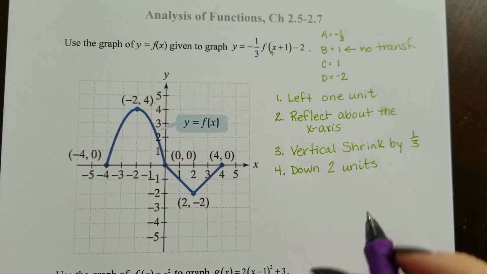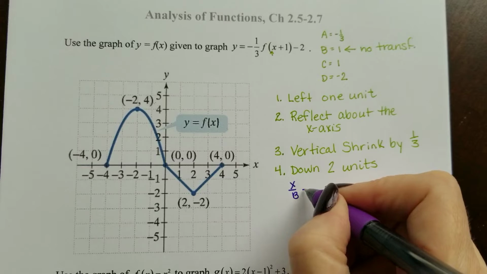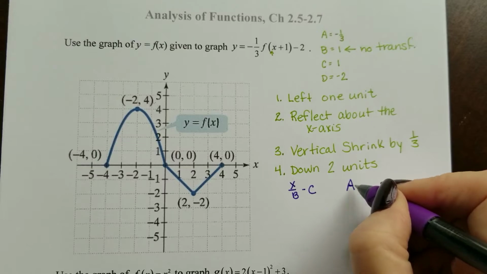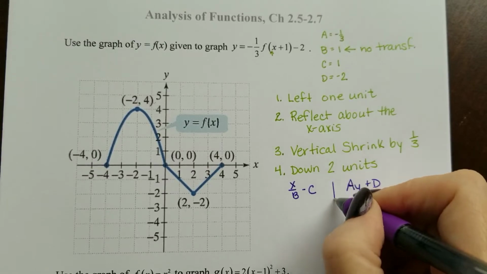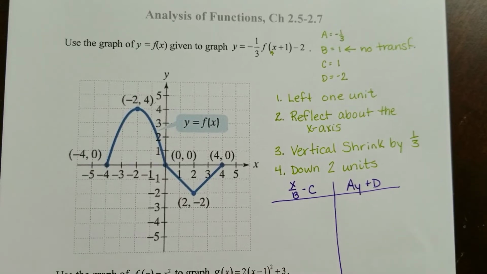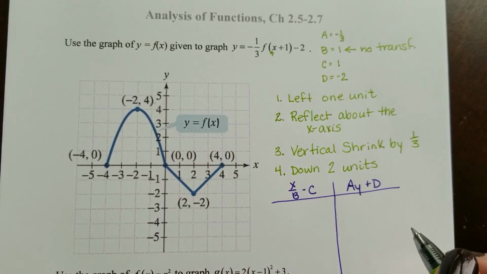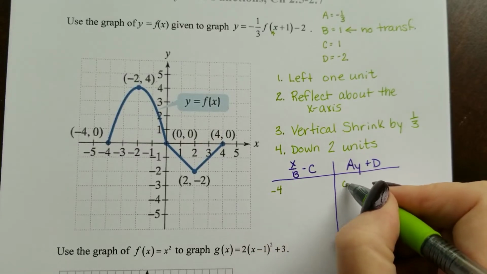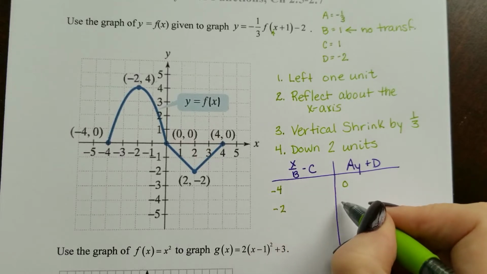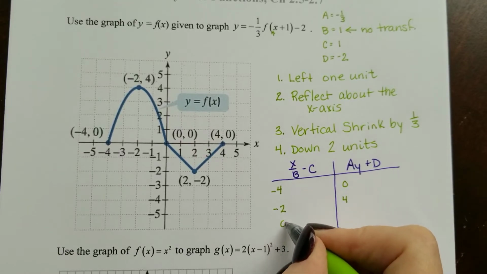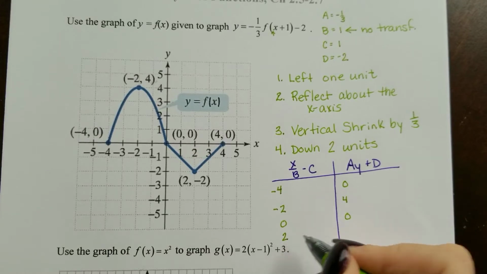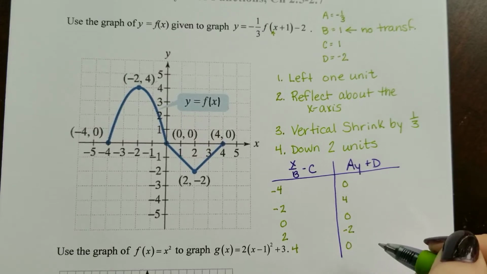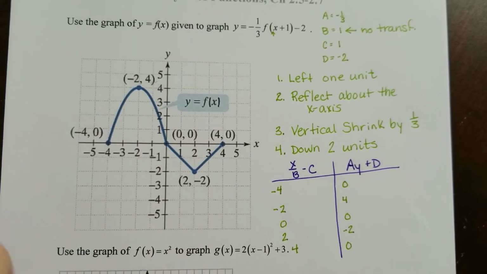Now the easy way to do that is x divided by b minus c, and then a times y plus d. So our key points are going to be the ones that are given here. The (-4, 0), (-2, 4), (0, 0), (2, -2), and (4, 0). Did I get, yeah, went into the next one, but that's all right. We'll live with that.